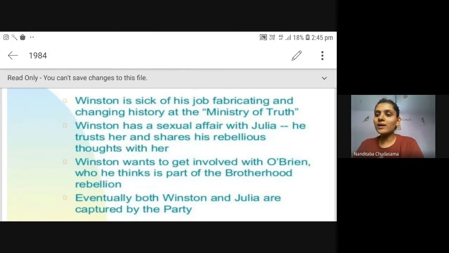And eventually, at the conclusion of the story, both Winston and Julia are captured by the Party. So if we conclude, in 1984 there is no freedom. Freedom is not allowed in 1984. It is like slavery. You have to take permission for whatever you do, and you don't have the freedom to do anything you want. And eventually both the protagonists, the main characters of the story, were caught by the Party, and that was a tragic end of this story. Thank you.